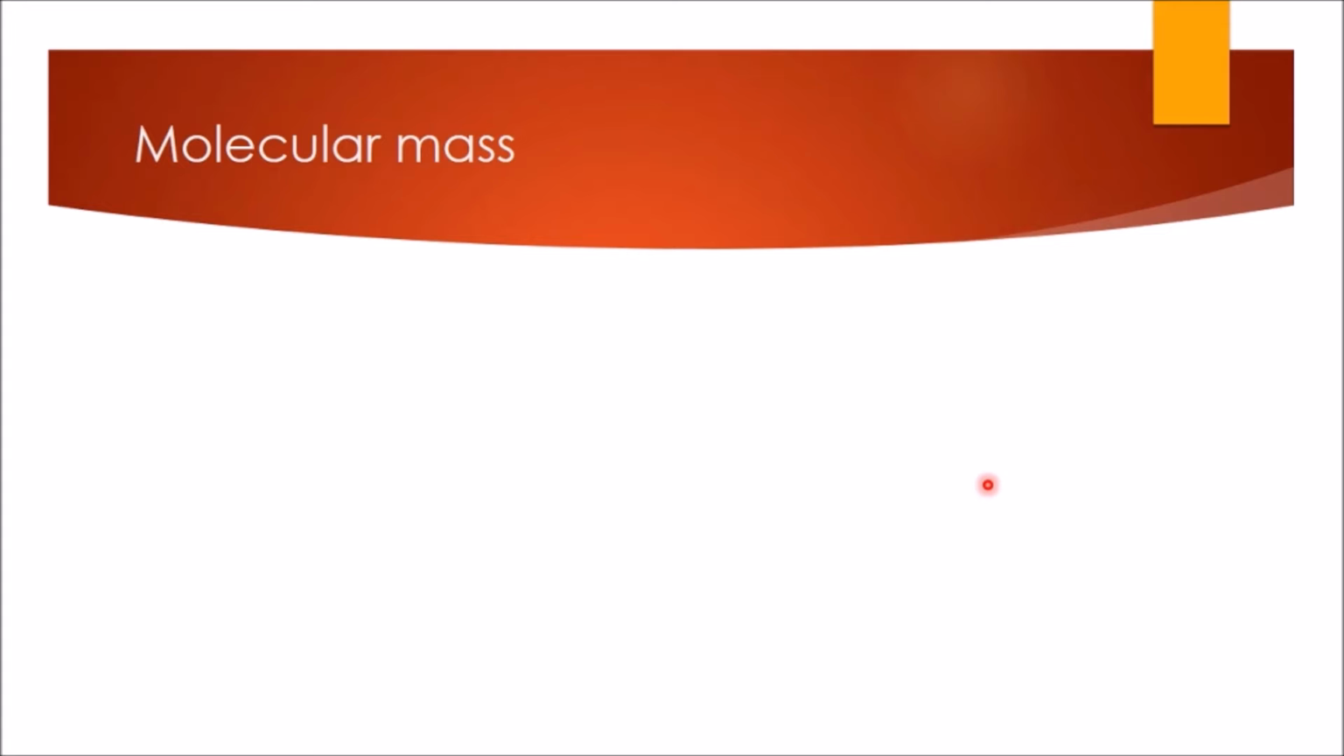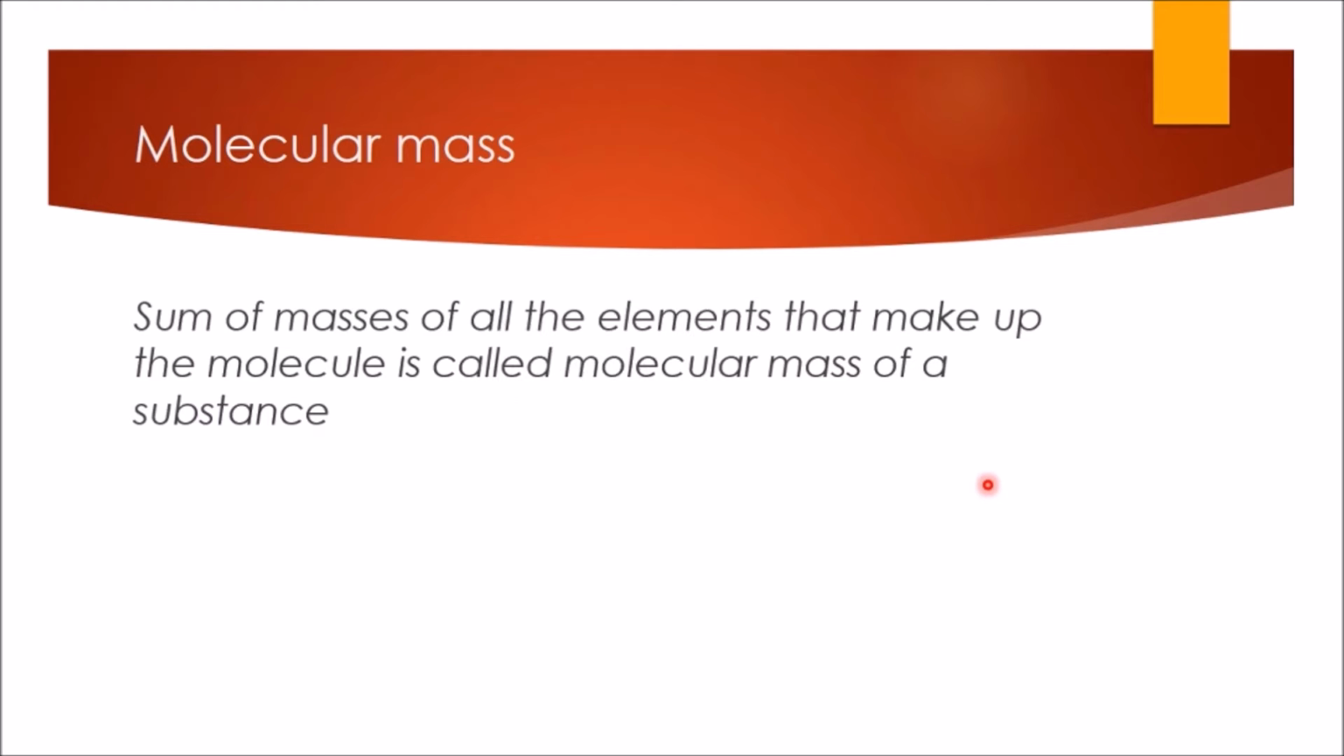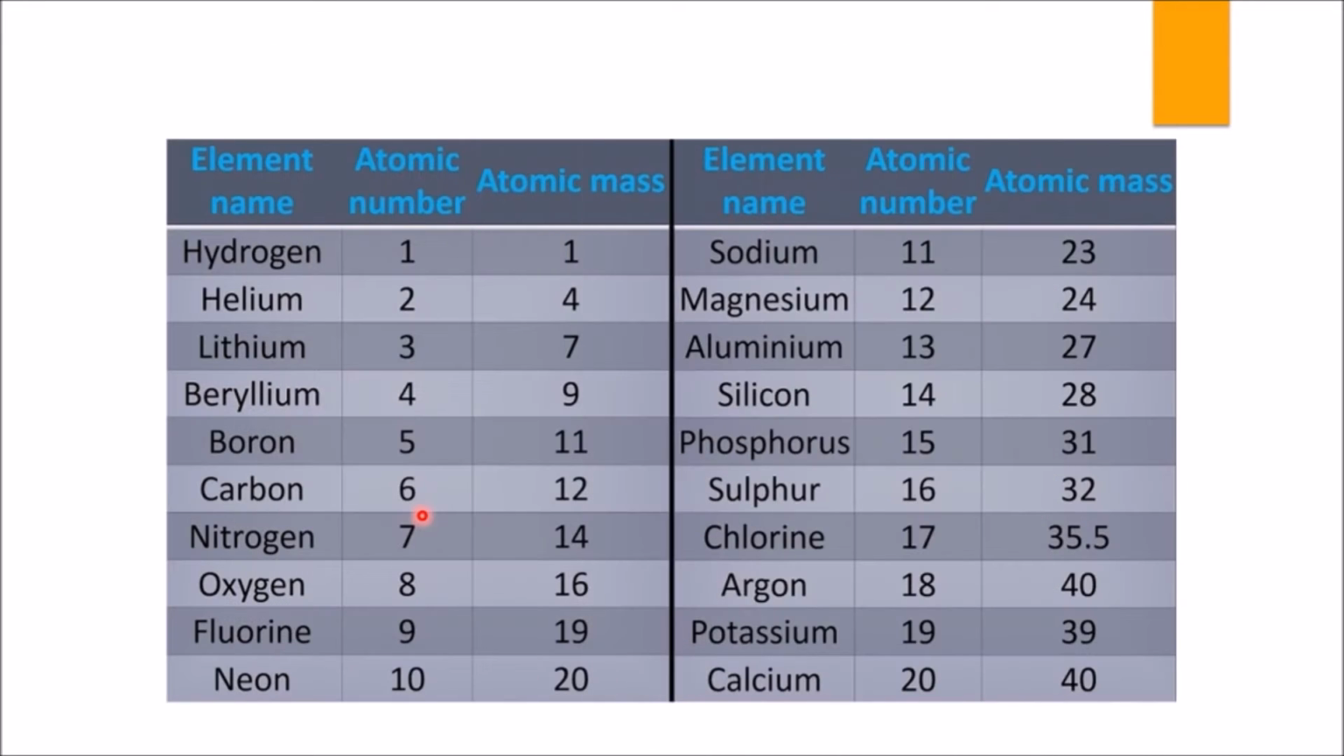So let's start. We have molecular mass. What is molecular mass? Molecular mass, as you have learned in previous classes as well, is the sum of all the elements that make up the molecule. So all those elements that make up a molecule, when you add the atomic masses of all the atoms, you have the molecular mass. Okay, so it's simple. Let's look at the example.